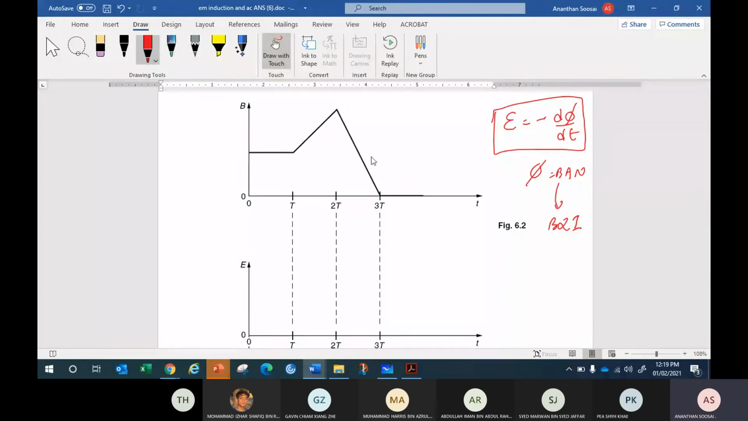If your B is like this graph, how's your EMF graph going to look like? Guys, can you draw it, take a snapshot, and send it to me on WhatsApp? Let me see. Sketch the graph. Just send me on WhatsApp.